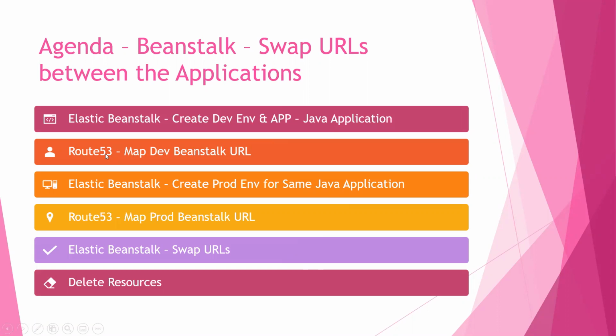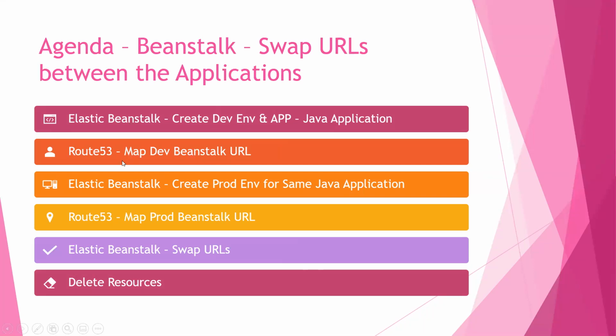to the Route 53. And again we will create one more environment with the same Java application using the Beanstalk. And again we will map this URL to the Route 53. After changing this, we will swap the URL in the Elastic Beanstalk, and we will see whether it is swapped or not. It means suppose any production environment is running and we want to change in the dev environment, and we want to move those changes to the production environment.